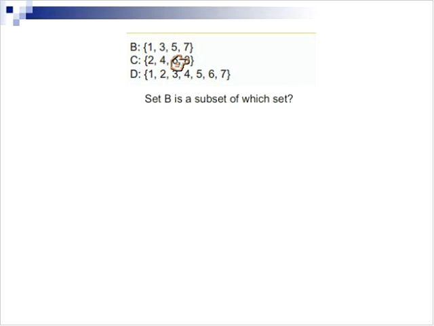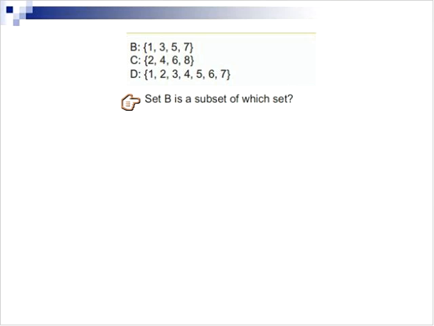2, 4, 6, 8 are all elements of set C. 1, 2, 3, 4, 5, 6, 7 are all elements of set D. Okay, now in this question it's asking, what is set B a subset of, which other set? Now a subset means all the elements in that set appear in a larger set.